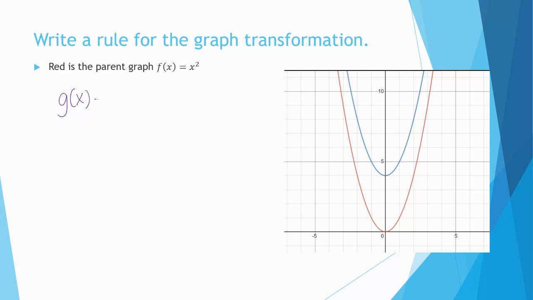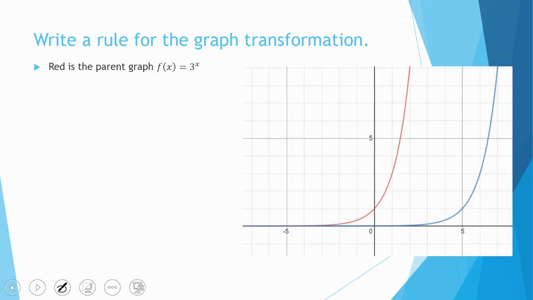I'm gonna write g of x equals, and I know I'm gonna have an x squared there, and it doesn't look like I've moved left or right. It doesn't look like I'm stretching or shrinking. It looks like I have simply moved the graph up 4. So I'm going to say x squared plus 4. That's the graph for my transformation.